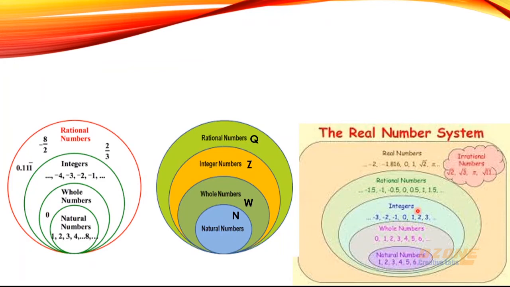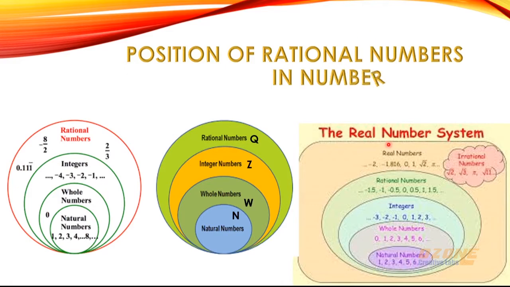Now we will see the position of rational numbers in the number system. We have already studied the number system. So in the number system we have natural numbers, whole numbers, integers and rational numbers. Natural numbers are the numbers which we use for our counting purpose. So the normal counting numbers are considered as natural numbers, that is numbers from 1, 2, 3, 4 up to lakh, crore and so on up to infinity. It goes on like that.